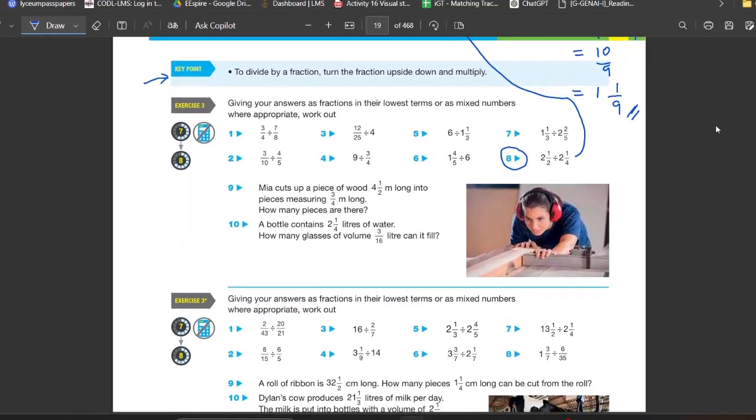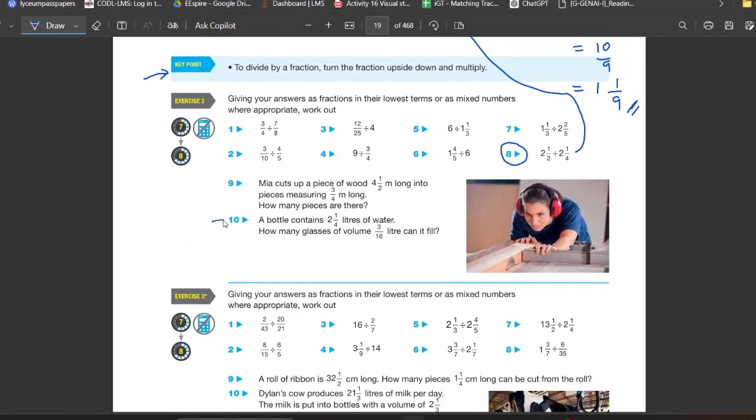And let's do this 10th one. A bottle contains 2 and 1 over 4 liters of water. How many glasses of volume 3 over 16 liters can it fill?